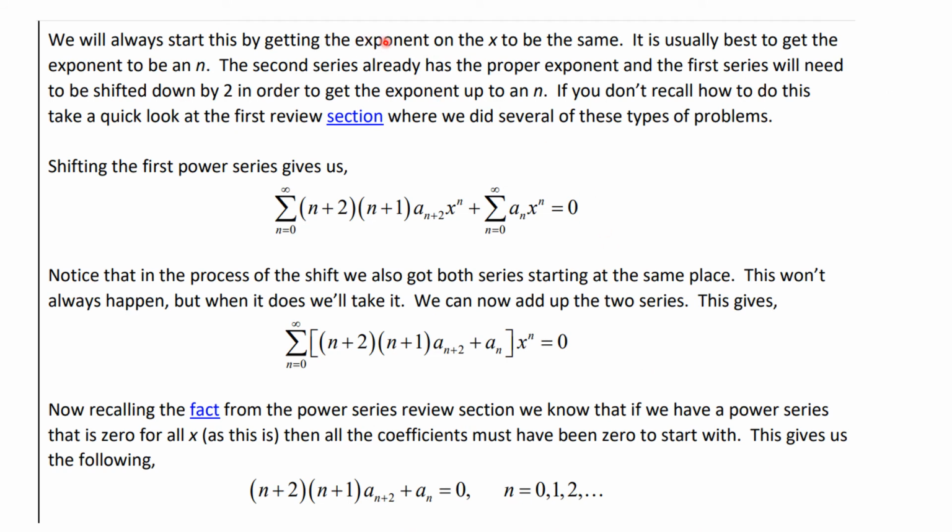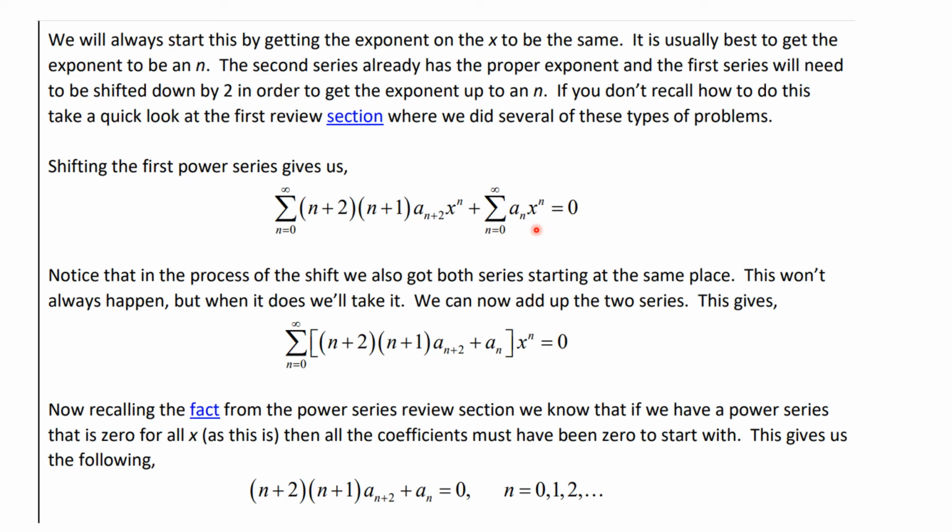Okay, let's start this by getting the exponent on the x to be the same. And it's usually best to try to get this exponent to be n. Now the second series already has the proper exponents, and we need to do some shifting. So what we do is we shift this down by 2 and increase these by 2. And this one already had the correct indices.